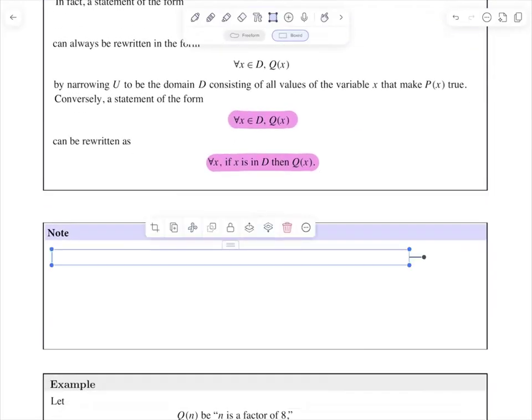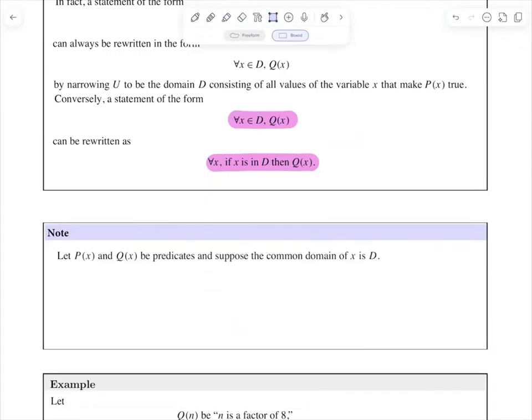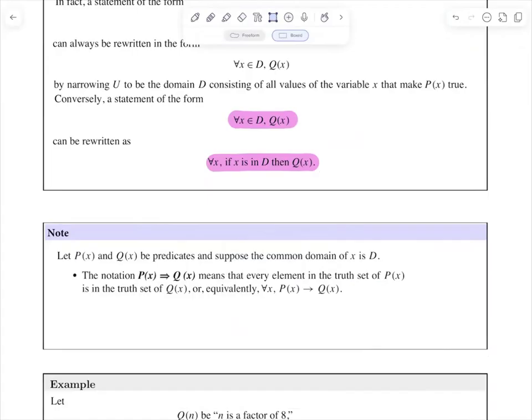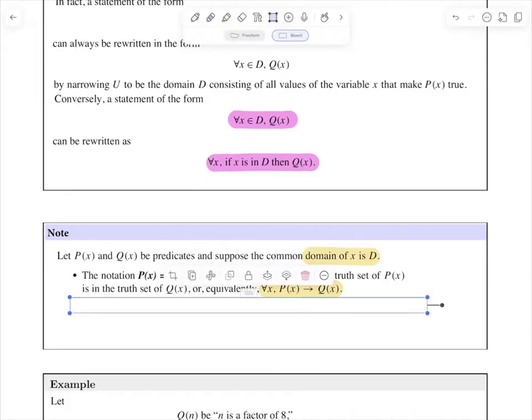Another note for you. Let Px and Qx be predicates and suppose that they have a common domain like D. The notation Px then Qx means that every element in the true set of Px is in the true set of Qx. So that's the meaning of that. For every x in the common domain D, Px, then Qx, meaning that every element in the true set of Px lands in the true set of Qx.